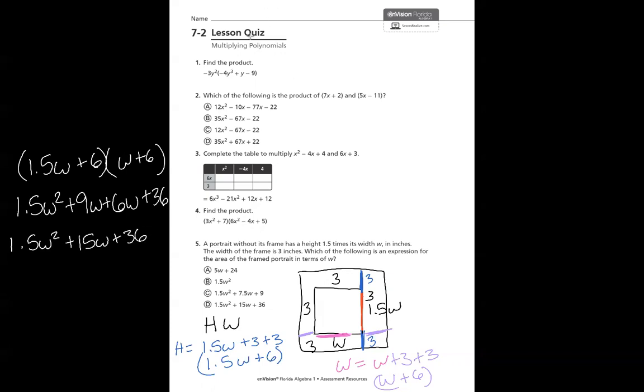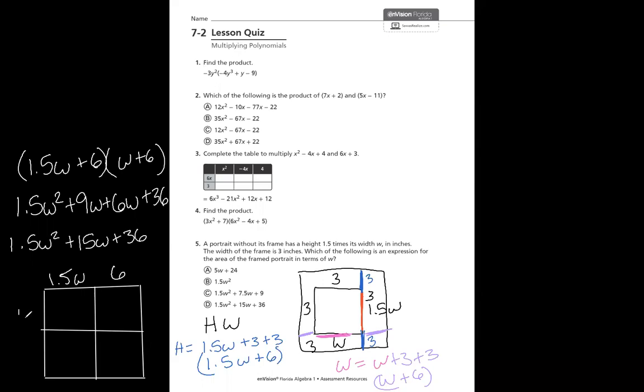Let's do our box method. So there's 2 terms in each. So I need 2 rows and 2 columns. So there's my 2 rows. There's my 2 columns. It doesn't matter where you put each binomial. I'm going to say 1.5 W goes up top with the number 6, and on the left is W and 6. And I'm going to go ahead and multiply them. 1.5 W squared, 6W, 9W, 36.